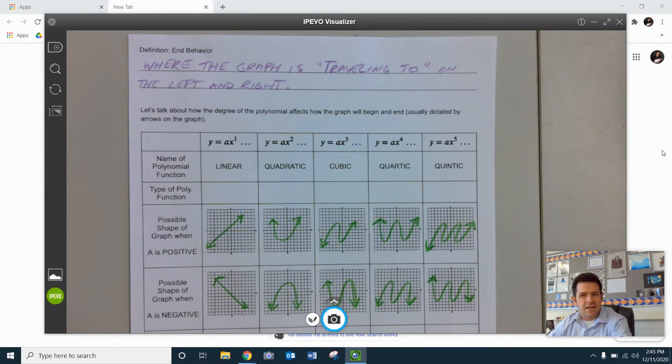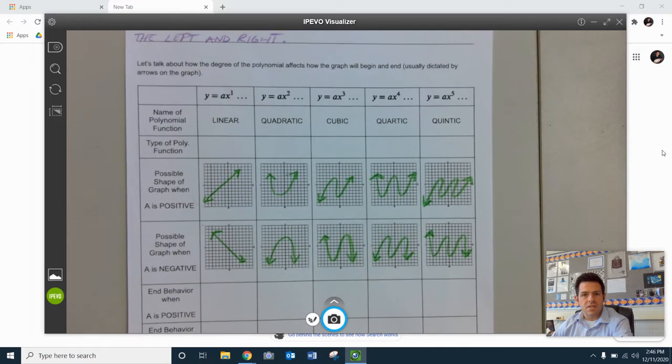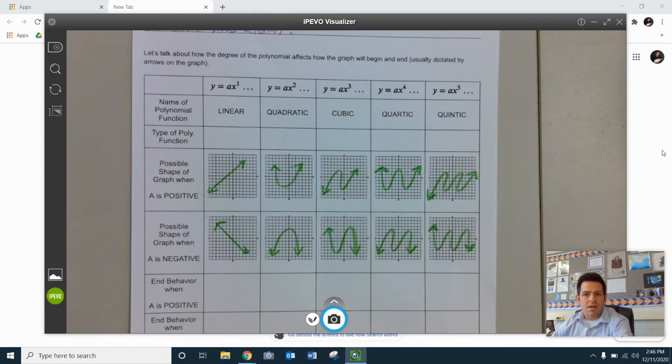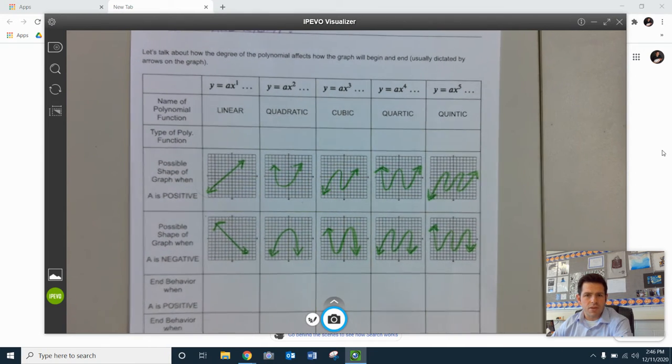We're on the back side now of the notes when it comes to higher degree polynomials, graphs, and zeros. We're taking a look at end behavior now. It says at the top, end behavior: where the graph is traveling to on the left and the right side. So we're going to be looking specifically at the arrows at the end of our images. I gave you the same exact chart at the top, and I'd like you to go ahead and draw those pictures in if you could.